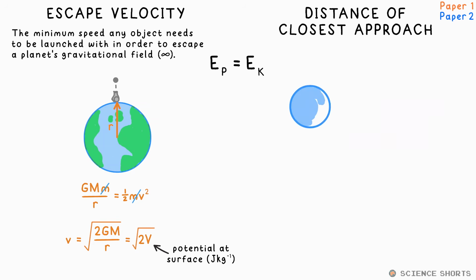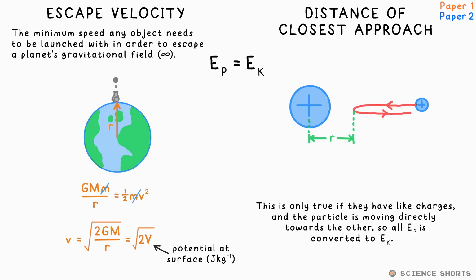Distance of closest approach is the same idea but in reverse for an electric field. If you have a positively charged particle moving toward another, it will be repelled. If moving directly toward it, the minimum distance it gets to before turning around and coming back the same way it came is called the distance of closest approach. At this point it has a speed of 0. Kind of like when you throw a ball up in the air and it reaches the apex. So again, KE equals PE. So half mv squared equals kQq over r, where r is our distance of closest approach.